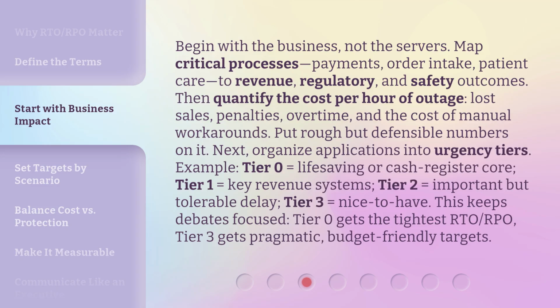Next, organize applications into urgency tiers. Example, Tier 0 equals life-saving or cash register core. Tier 1 equals key revenue systems. Tier 2 equals important but tolerable delay. Tier 3 equals nice to have. This keeps debates focused. Tier 0 gets the tightest RTO, RPO. Tier 3 gets pragmatic, budget-friendly targets.